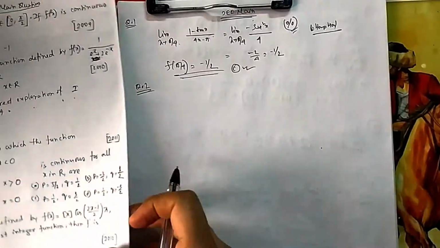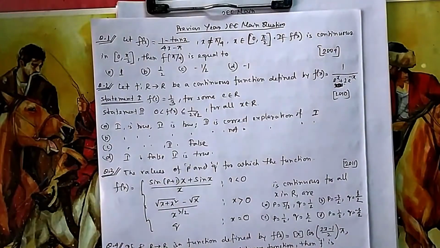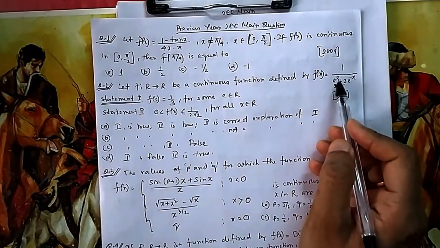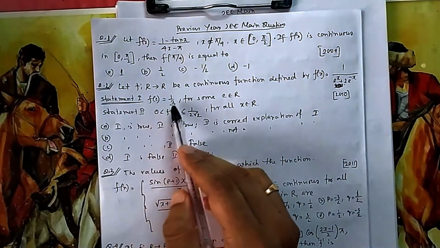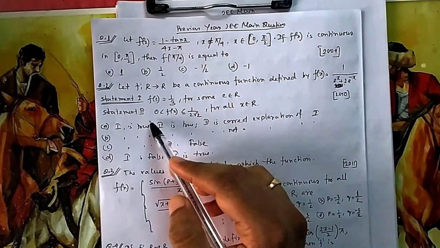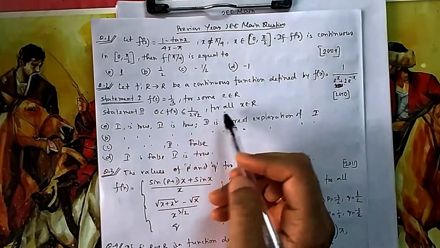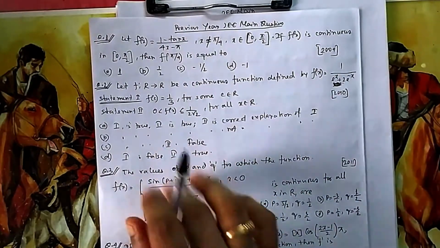Now if you come to question number 2, let f: R to R be a continuous function defined by f(x) = 1 by (e to the power x plus 2 into e to the power minus x). Then statement 1: f(c) is equal to 1 by 3 for some value. And statement 2: f(x) lies between these two values for all x belongs to R. Then the standard options.